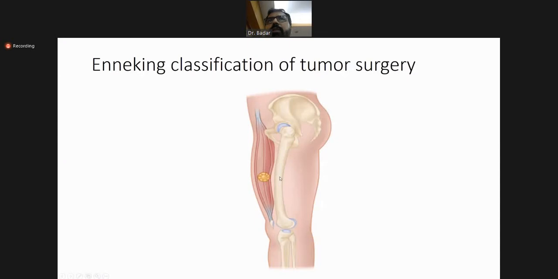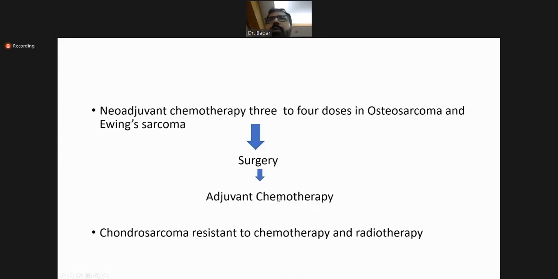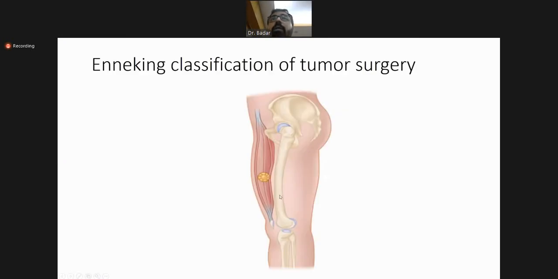Take the same lesion here in the bone. Intralesional means just curettage: half of the bone tumor is removed, half is left inside the bone. Number 2, marginal means you resect the lesion up to the edge of the bone. Wide margin means 2 to 3 centimeters of normal bone along with the tumor removal. And radical means you remove the whole bone.